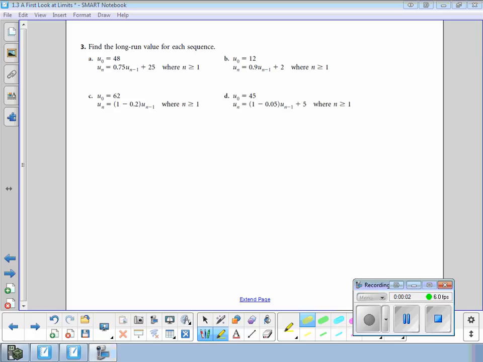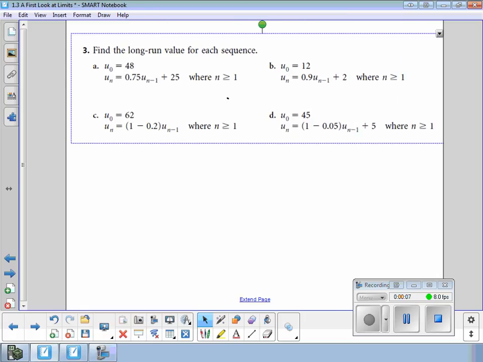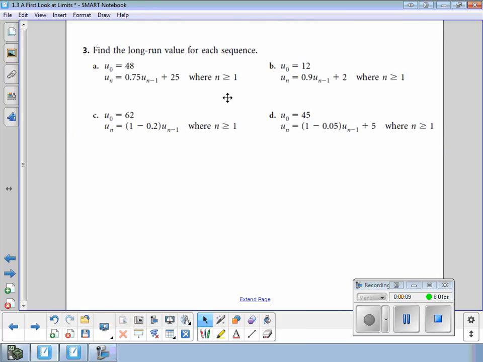Number 3, they want you to find the long-run value for each sequence. And which one in particular might you want to do? Anybody? A, B, C, D, sir? C. Okay, let's take a look at C.